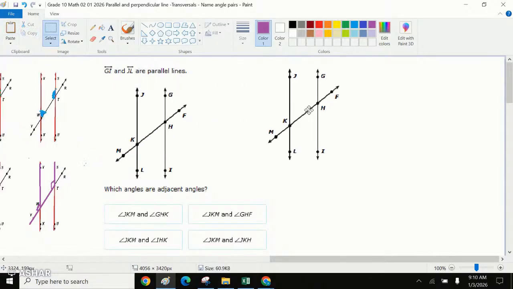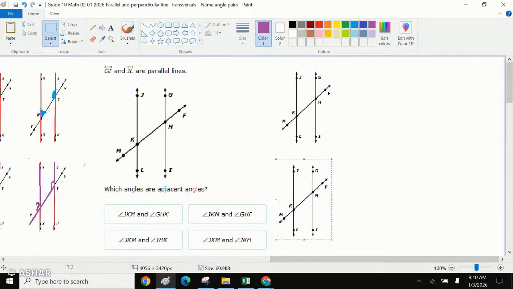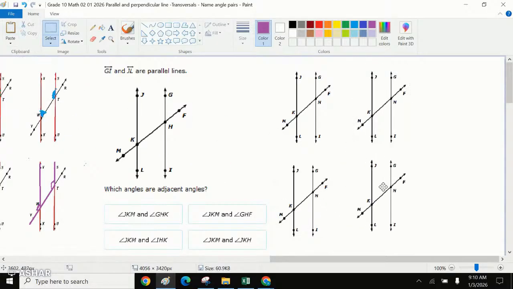Okay, for the first copy, let's minimize so that we have enough space, because we need to do 4 options. And the third and the fourth, right? So this is our question number 2. They're saying GI and JL are parallel lines. That means these 2 vertical lines are parallel lines for us, right? So they're asking us which 2 pairs of lines would be adjacent angles.